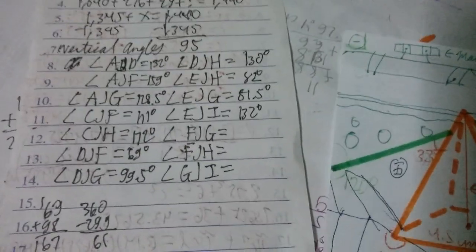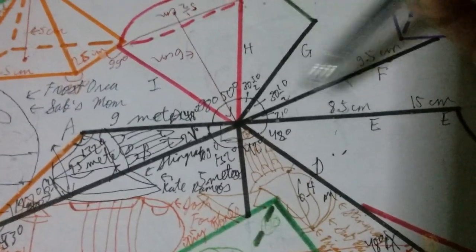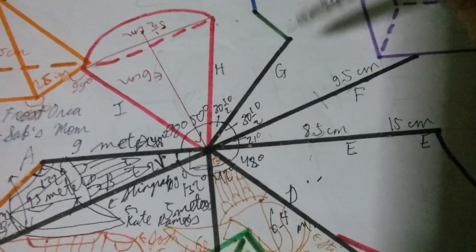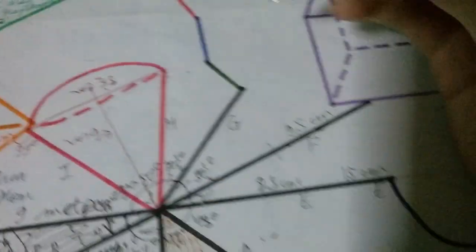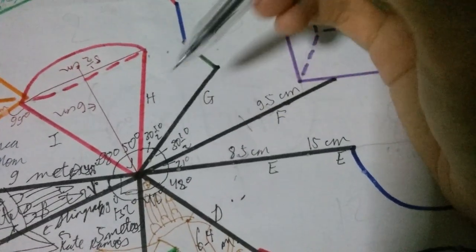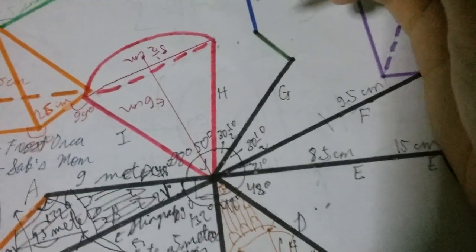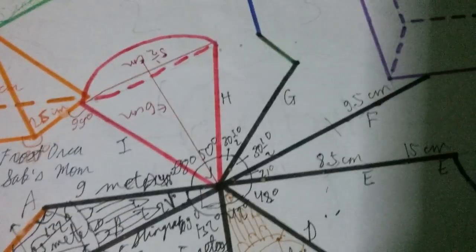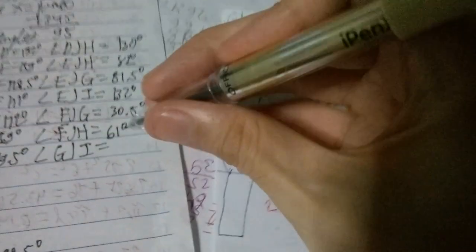You got it. Next, FJG. For angle FJG, it's the 30 and a half, the same answer that we got. Now, FJH. Just combine the two. That's 61 degrees, just double it. And then GJI. We have 50 degrees and then plus the 30 and a half. That's 80 and a half degrees.